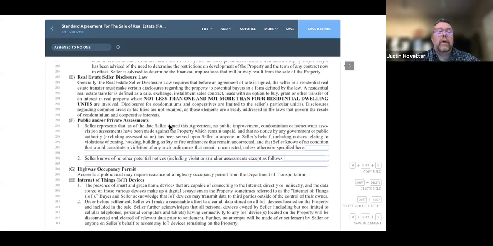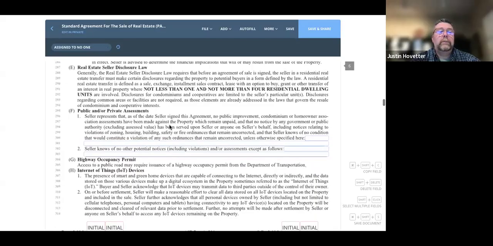Real estate disclosure law. How many units are we talking about? Not less than one and not more than four. So what does not less than one mean? Raw land, you don't have to do a property disclosure on. 5 units and above, you don't have to do a disclosure on. So 1 to 4 units.